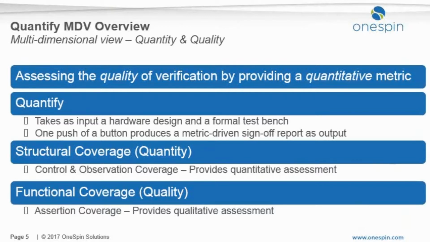So what happens if you were using Quantify is you take as an input a hardware design and a formal test bench. You run your proofs, you have some bounded proofs, you have some failed proofs, you have some exhaustive proofs, you have your constraints, and you run a single command and it produces a metric-driven report linked to your design browser as an output. And it provides 2 types of information. One is on the structural coverage and the other is on functional coverage.